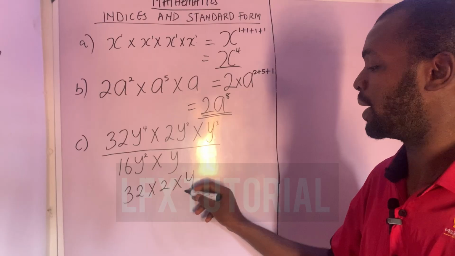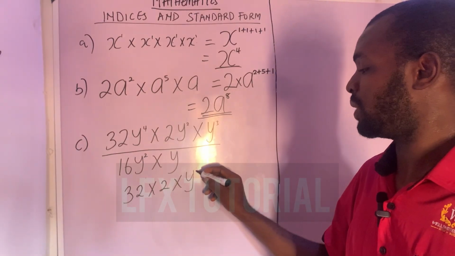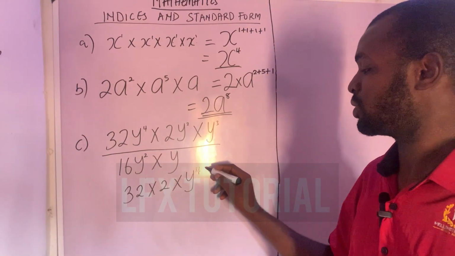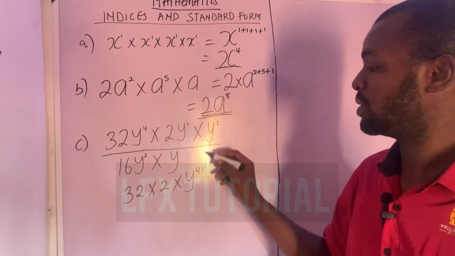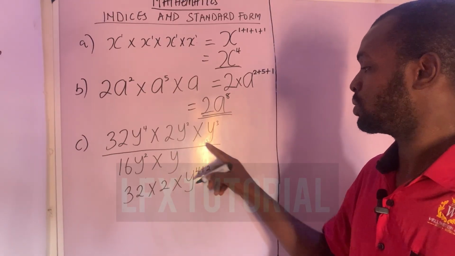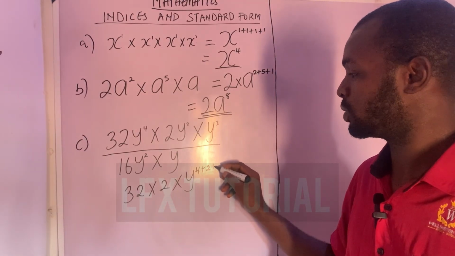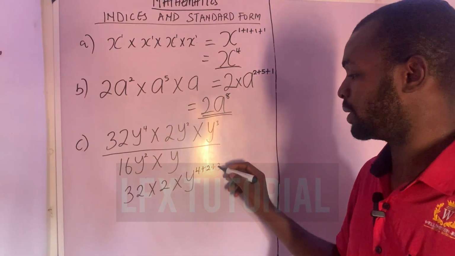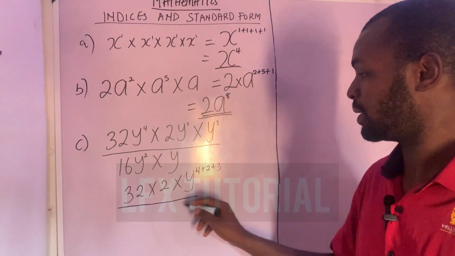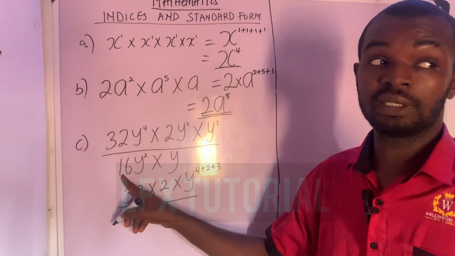There's y here, there's y here, and there's y here. You pick one y. How many y can you see here? We have 4. Times will change to plus. How many y can you see here? 2. Times will also change to plus. How many y can you see here? 3. Divided by, the only number we can see here is 16.